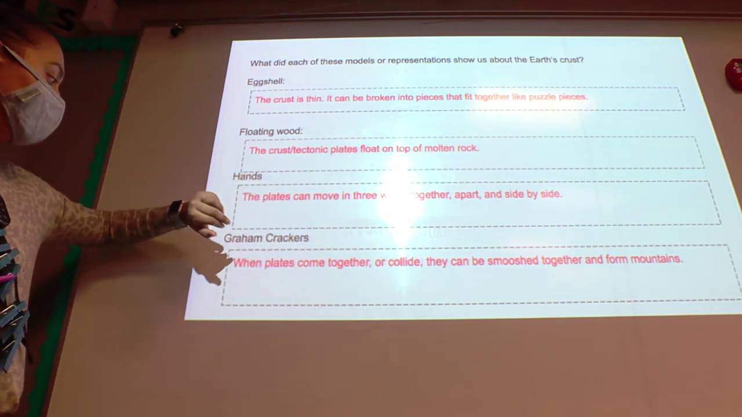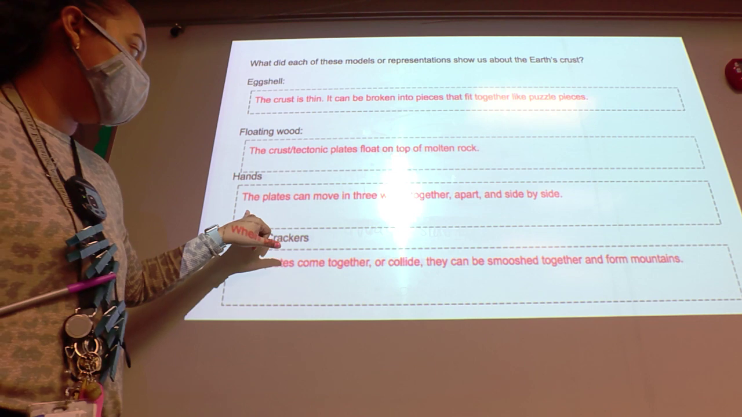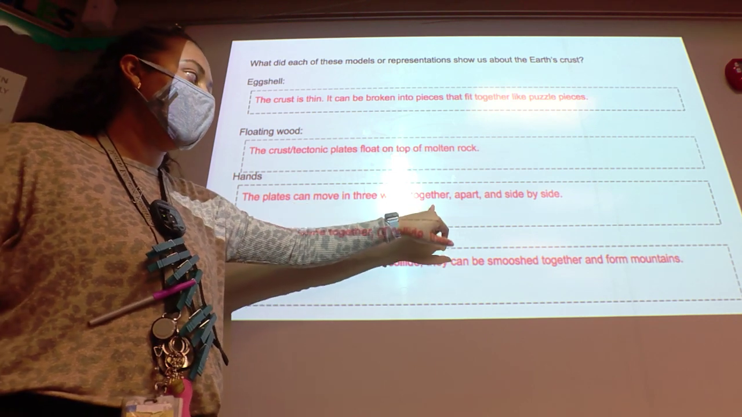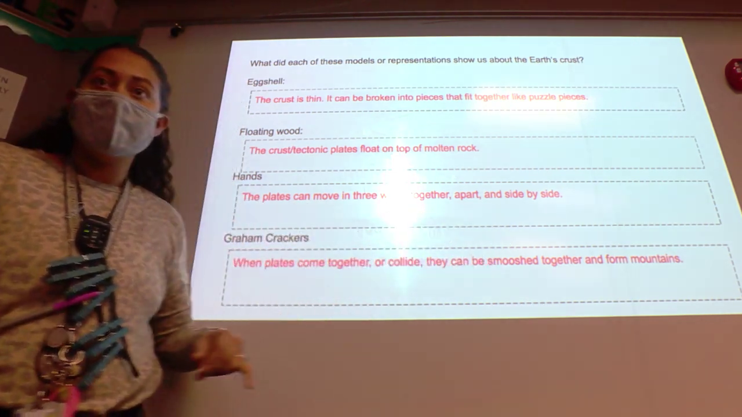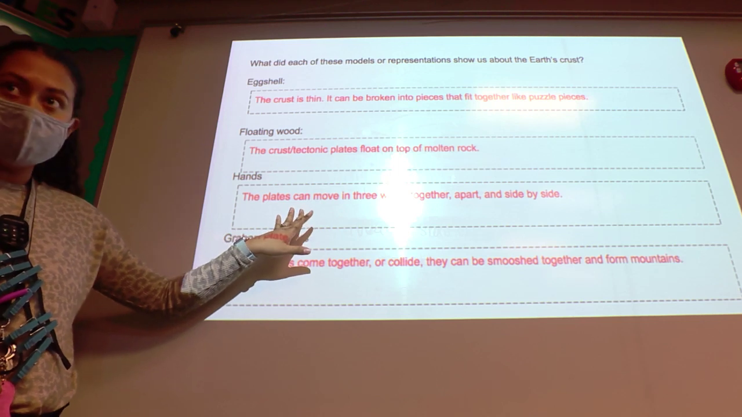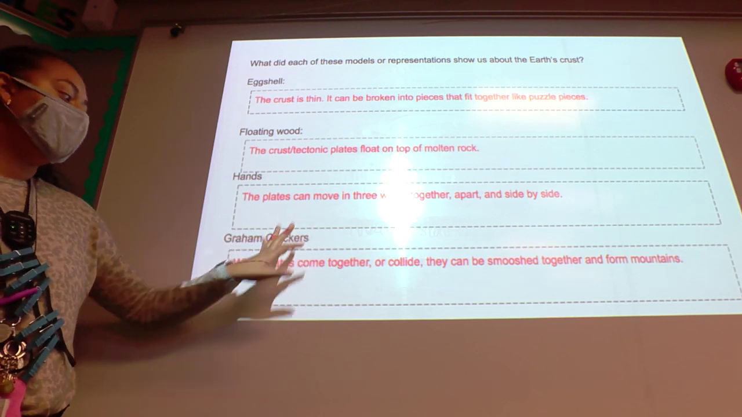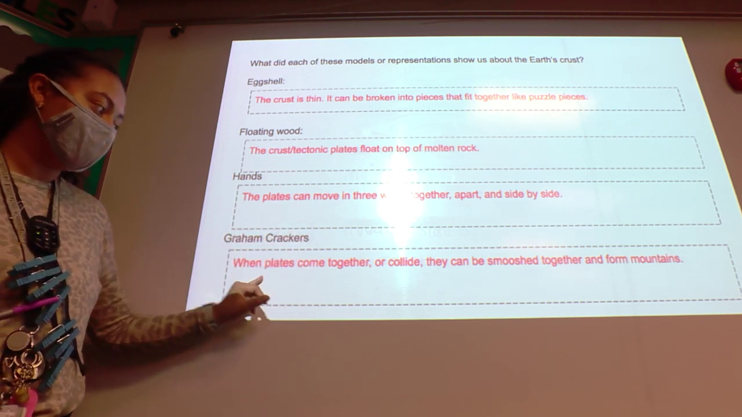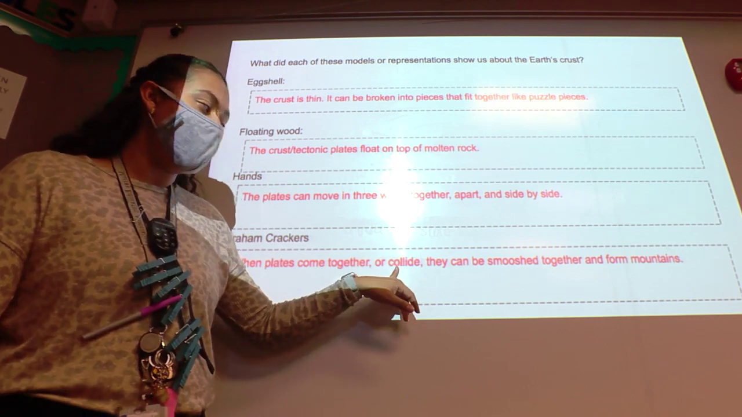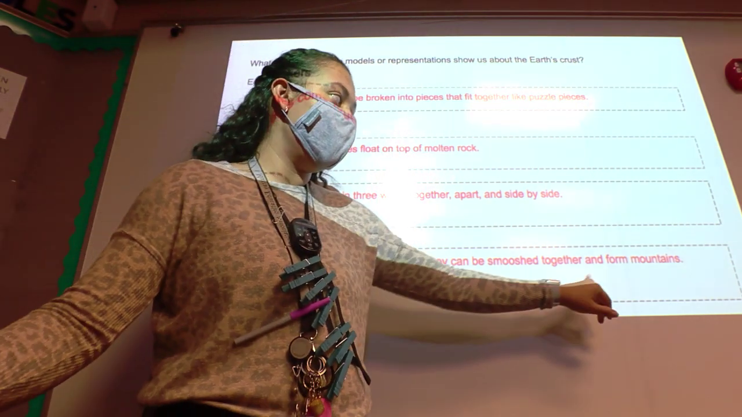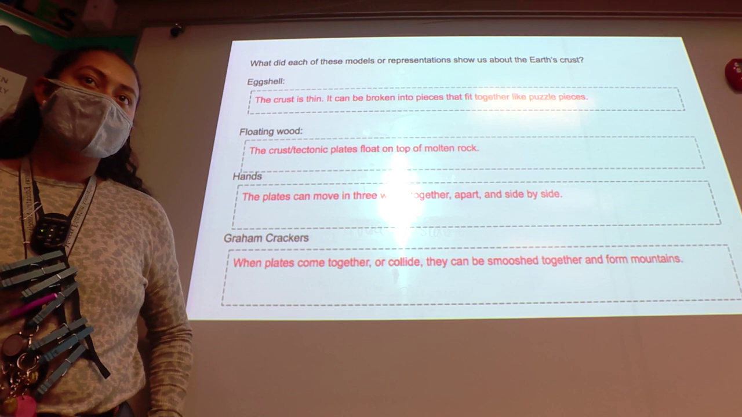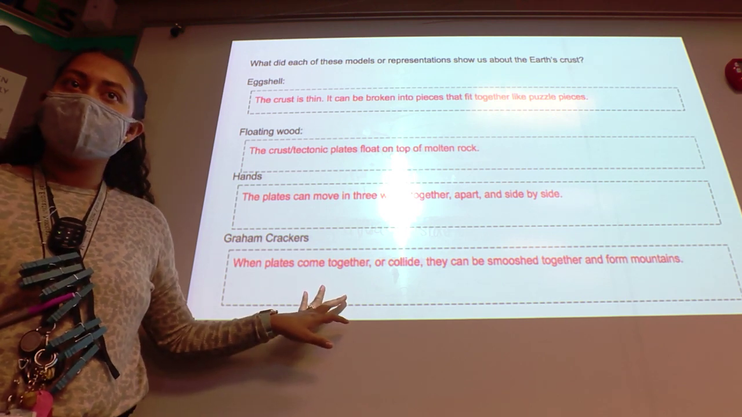Okay. What about for hands? The plates can move in 3 ways: together, apart, and side by side. Did we say it's kind of that thing? Yeah. Good. Okay, graham crackers. When plates come together or collide, they can be smushed together and form mountains. We said something like this, right?